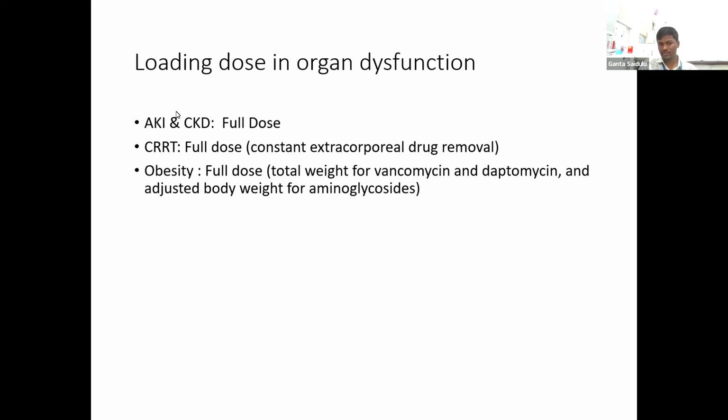If you give loading doses in AKI and CKD, give the full dose, and you can apply that loading dose calculation formula. In CRRT also you have to start with the full loading dose. We have a CRRT loading dose formula, the same formula: just apply the target concentration and the volume of distribution, divided by the bioavailability. Because of the constant extracorporeal drug removal, you have to give the full loading dose. In obesity also, start with the full loading doses, but you can use total body weight for vancomycin and daptomycin, and adjusted body weight for the aminoglycosides because of their toxicity and their hydrophilic and lipophilic nature.